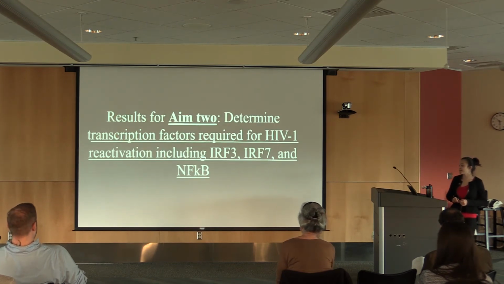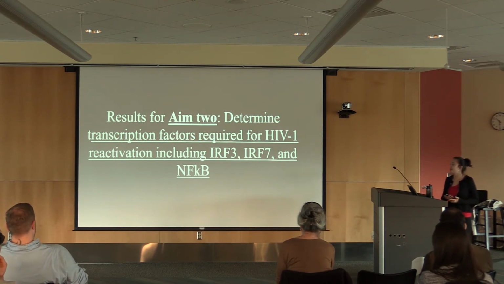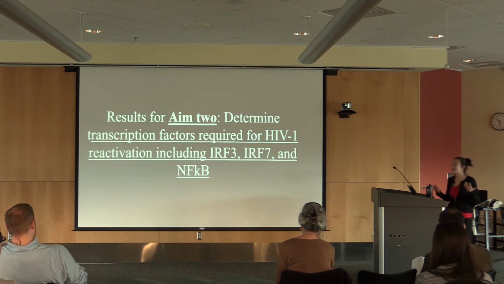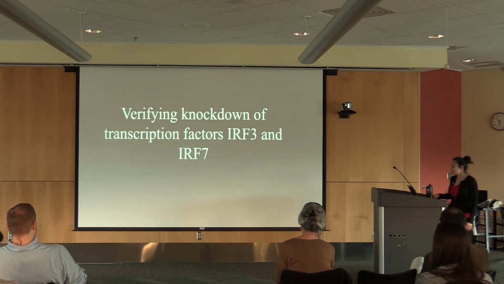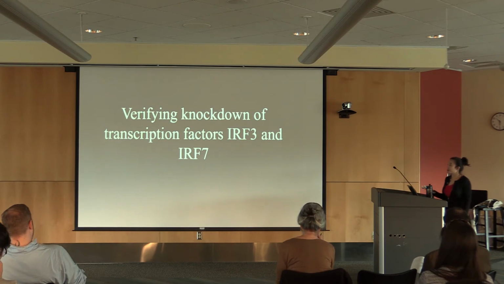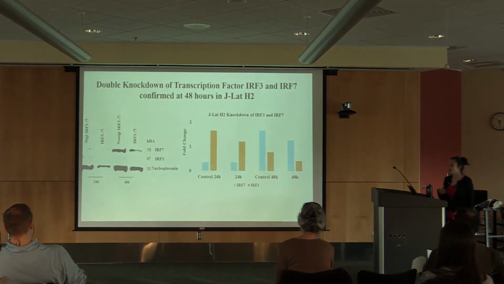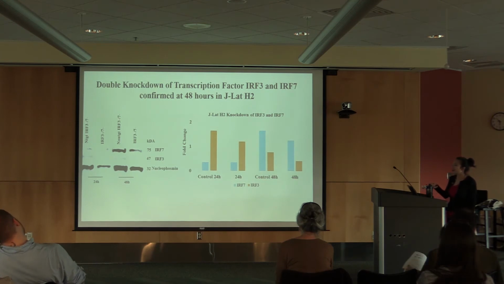So moving on to aim number 2, determining which transcription factors are required for HIV reactivation, including IRF3, IRF7, as well as NFkB. In order to answer this question, I had to verify the knockdown or depletion of IRF3 and IRF7 within these T cells. I did this one of 2 ways. First, with Western blot, measuring the protein using densitometry.